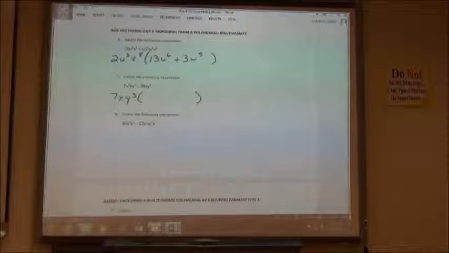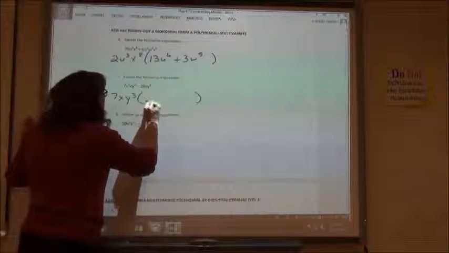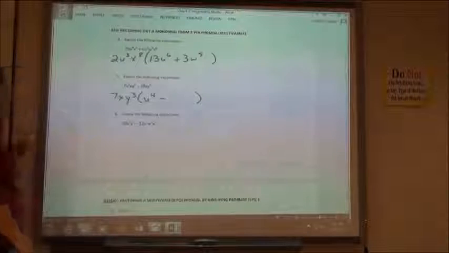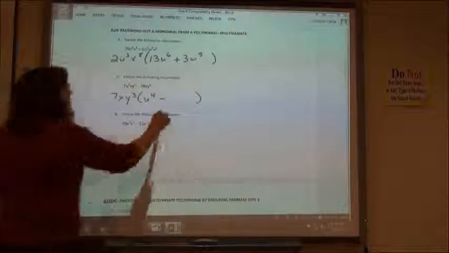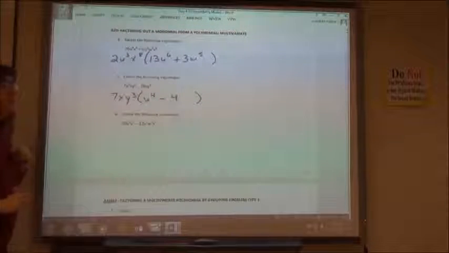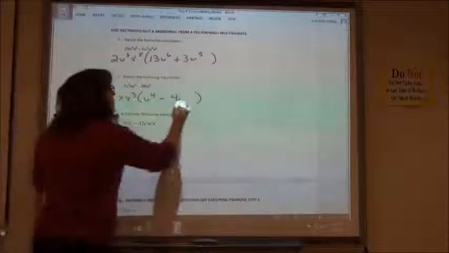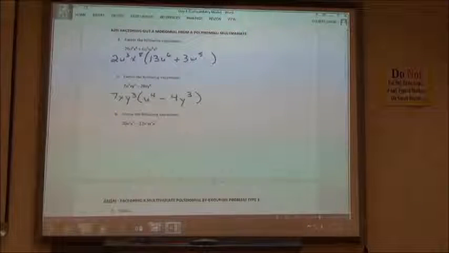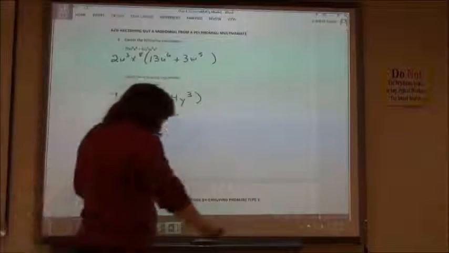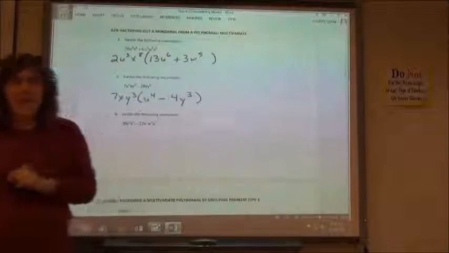So on my first term, if I take out a 7, an x, and a y to the 3rd, what am I left with? U to the 4th, the only thing, right? Minus, if I take 28xy to the 6th and I divide out 7xy to the 3rd, I'm going to be left with 4y to the 3rd, exactly. Because I took out the x, and I took out 3 of my y's. So go ahead, think about number 6 there, try to factor that on your paper.